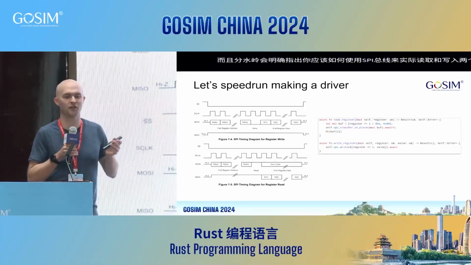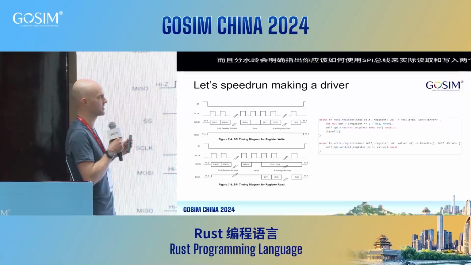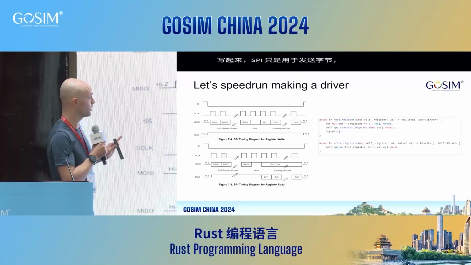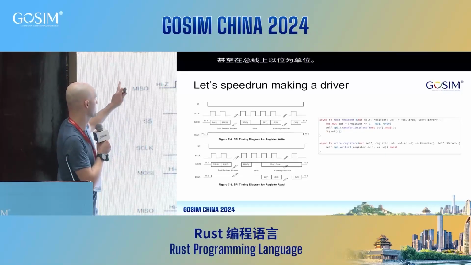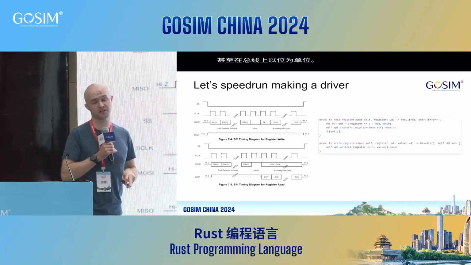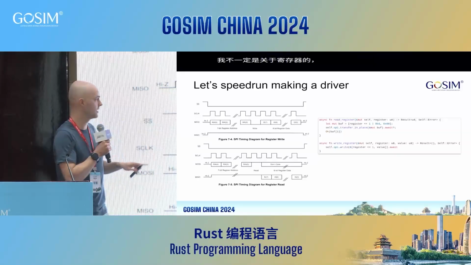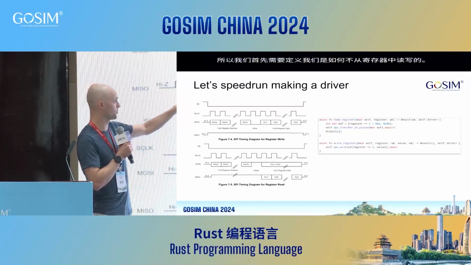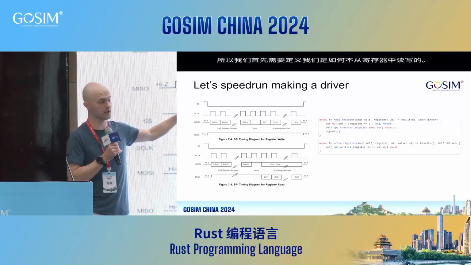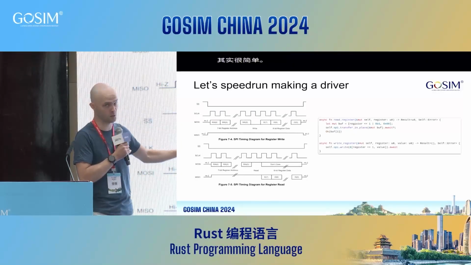So we first need to define how we read and write from a register. It's actually pretty simple. The first 7 bits that you send are the register that you want to read or write to. The 8th bit is whether you want to write, so you write a 0 in that case, or a 1, and you want to read.